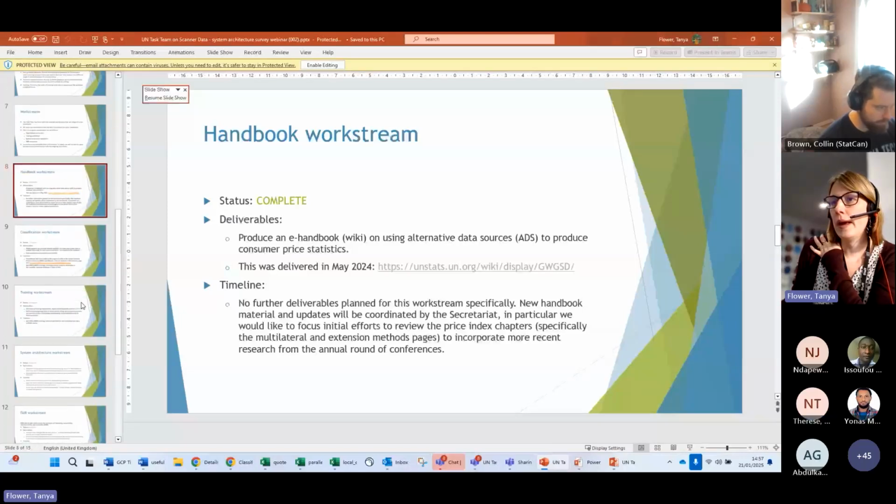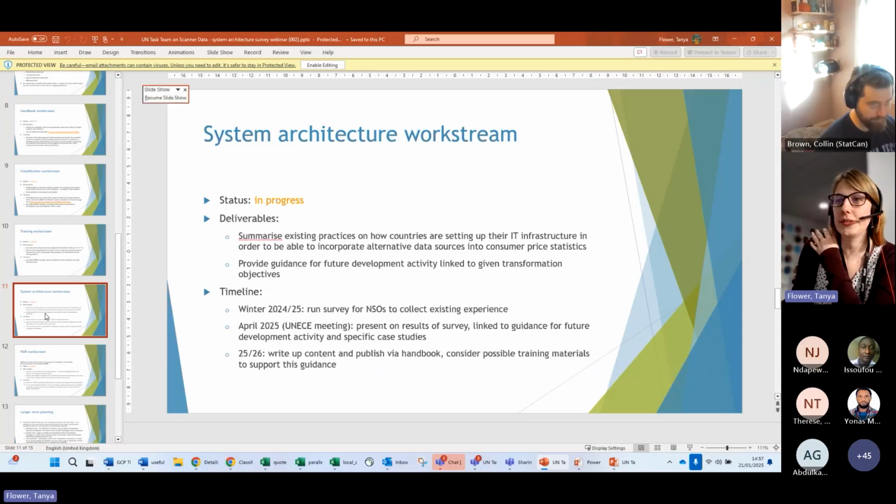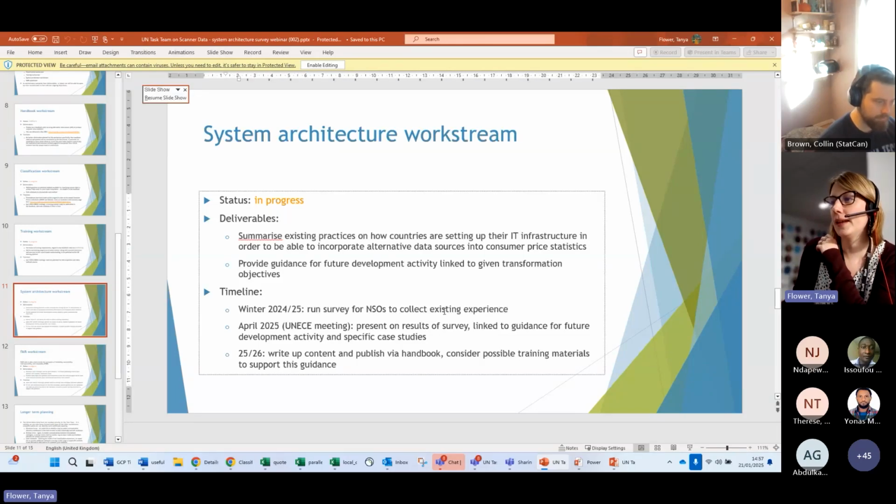And then yeah, just have a flick through these slides when I send them around. There might be some bits of interest there. We've talked about the system architecture work stream, so that's what we're doing at the moment. And this survey is one of the deliverables for that work stream.